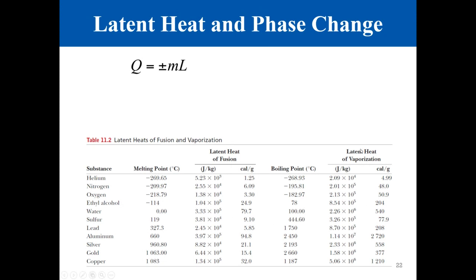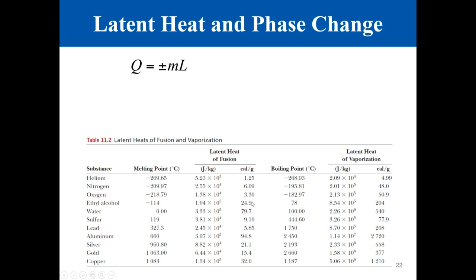Then for vaporization, if you have 1 kilogram of water and you want to boil it up, you want to convert it into vapor, into steam, you will need that much energy, 2.26 multiplied by 10 to the power 6, because of the latent heat of vaporization. And you can check the other materials. Each material has its own melting point at which the transformation occurs, and it has its own latent heat of fusion and latent heat of vaporization.